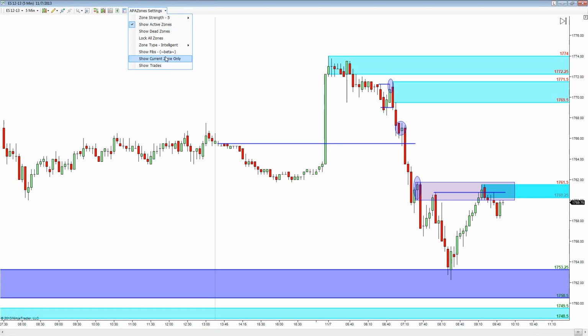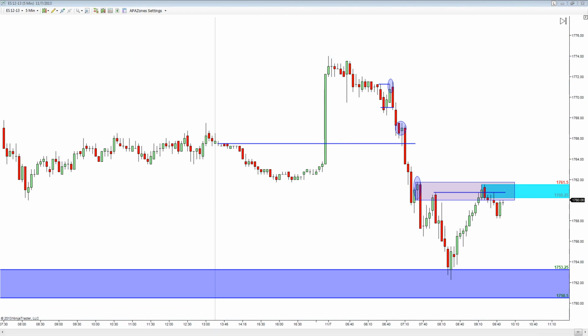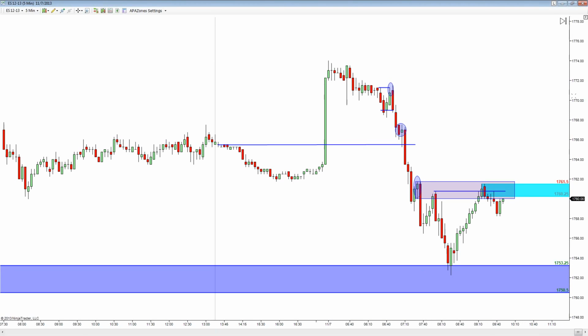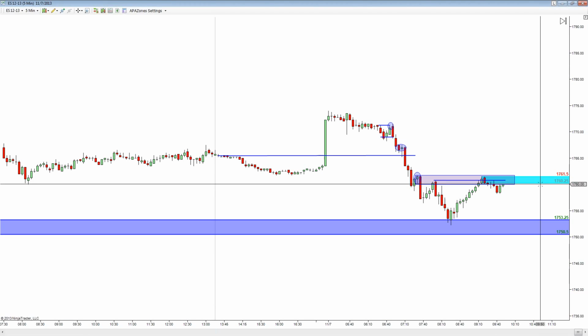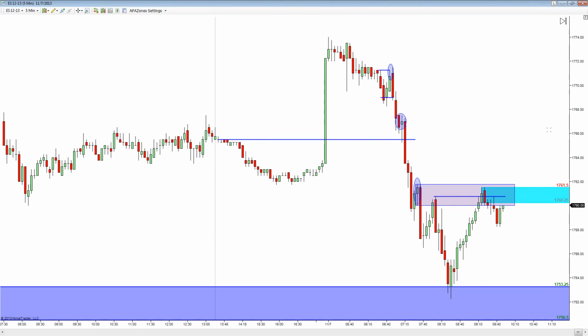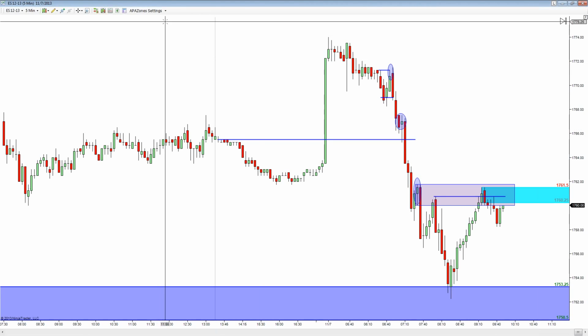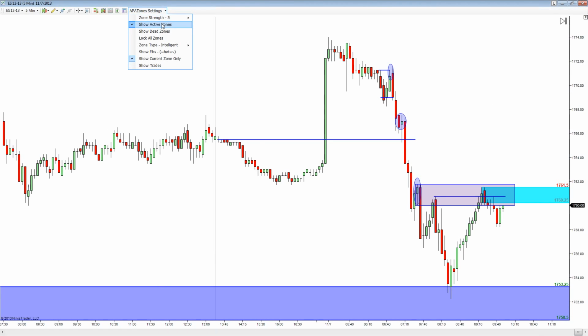But anyway, the show current zones only option, I think it's nice because it really lends to very, very clean charts, if you will. And I like really, really clean charts. It just makes me feel good because it keeps trading relatively simple. So that's pretty much it as far as that stuff goes.